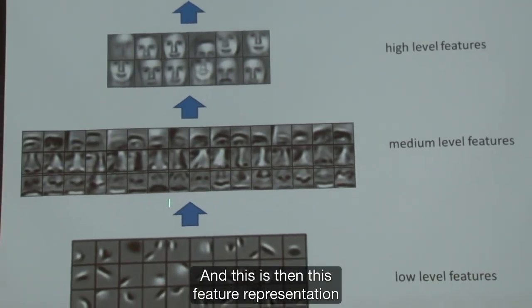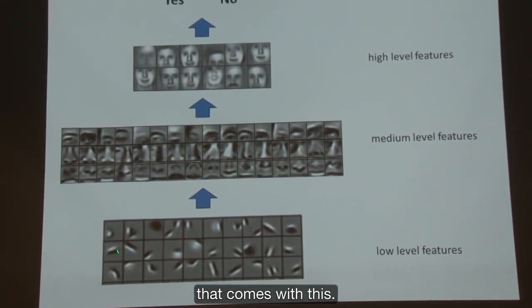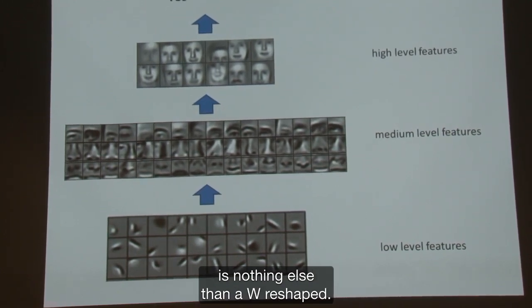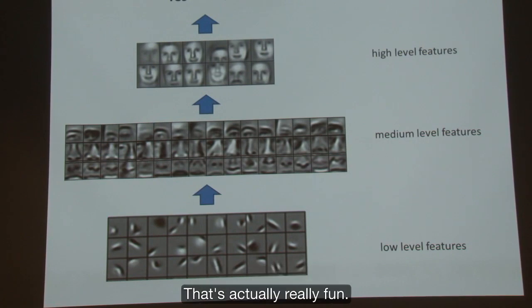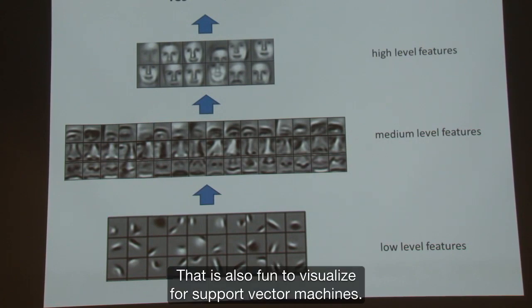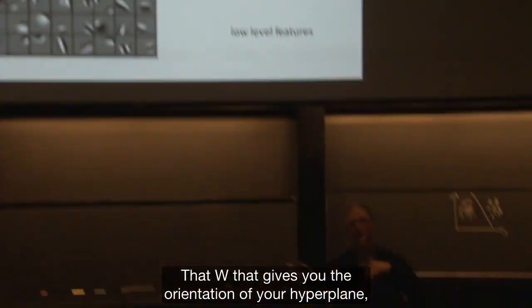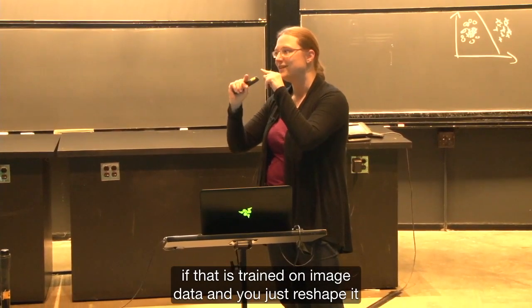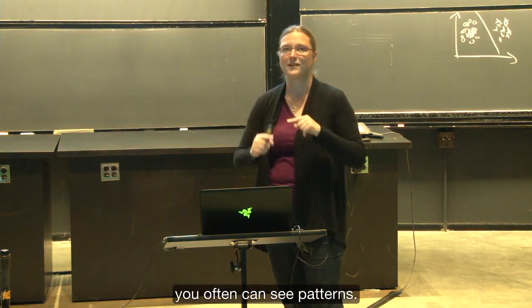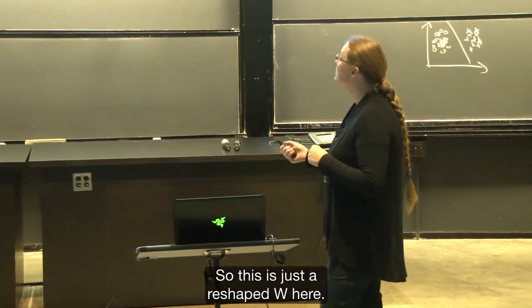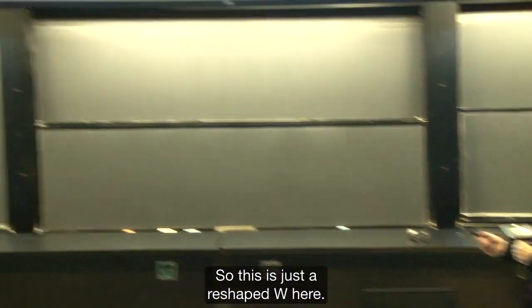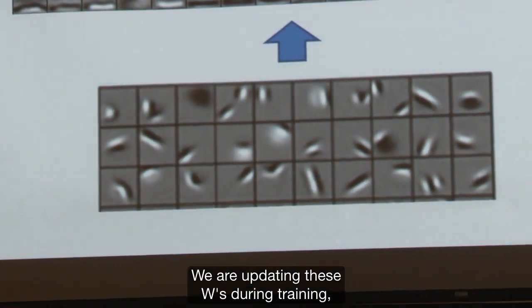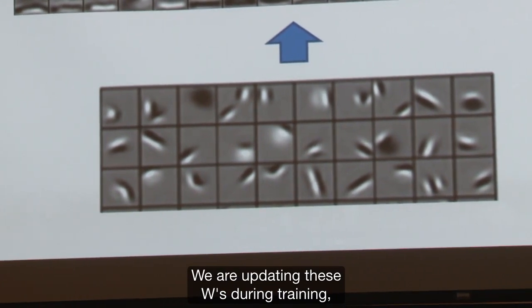And this is then the feature representation that comes with this. Because what you need to realize is that this patch is nothing else than a W reshaped. That's actually really fun. That is also fun to visualize for support vector machines. That W gives you the orientation of your hyperplane. If that is trained on image data and you just reshape it to the shape of this input patch, you often can see patterns. So this is just a reshaped W here. And you can see this is what the filter is, so it's a filter, it's a learned feature. We are updating these W's during training, and this is what comes out.